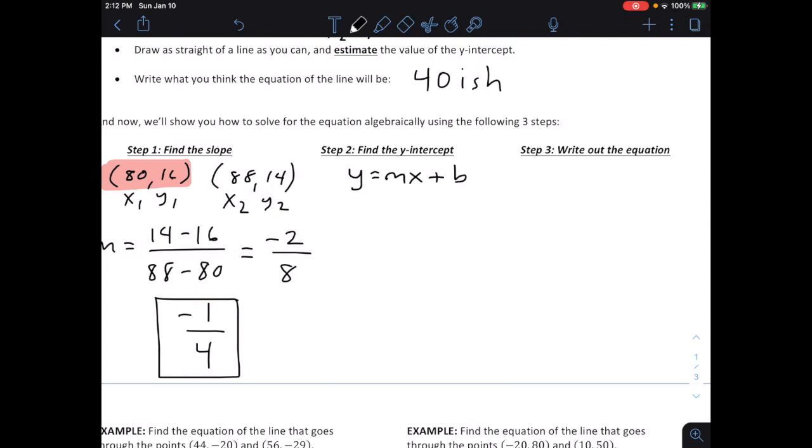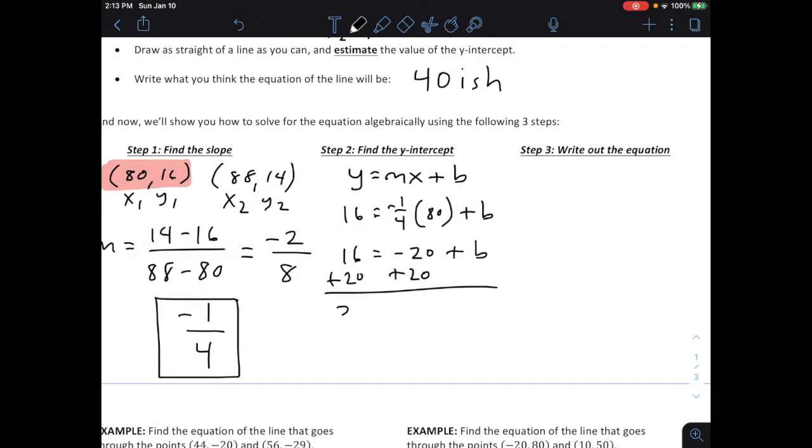So we have 16 equals negative 1/4 times 80 plus b. All right, so negative 1/4 times 80, so that's negative 80, because negative 1 times 80 is negative 80. Negative 80 divided by 4 is negative 20, so this is negative 20 plus b. And then I'm going to add 20 to both sides, so I end up with b is 36.